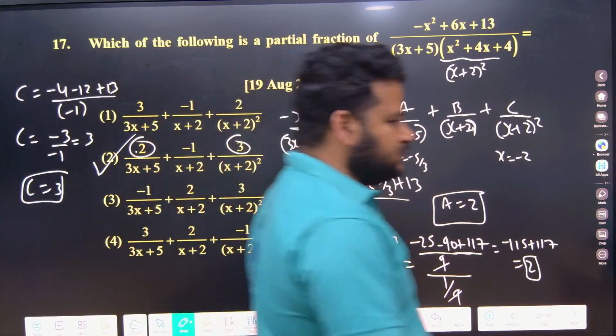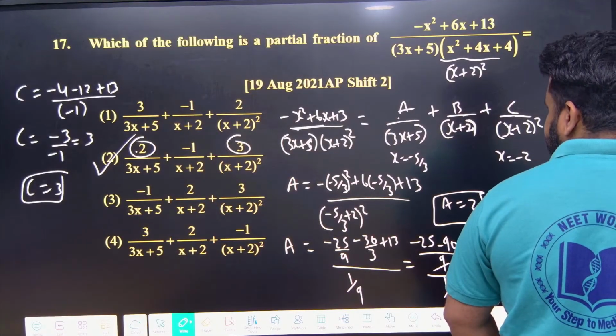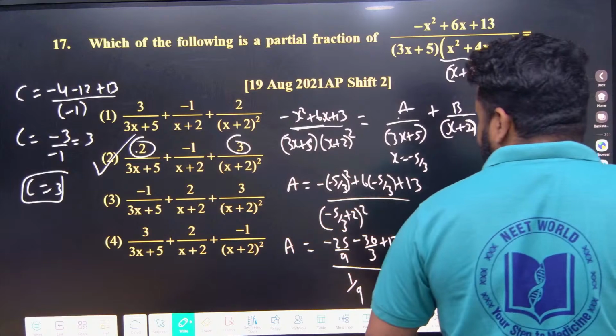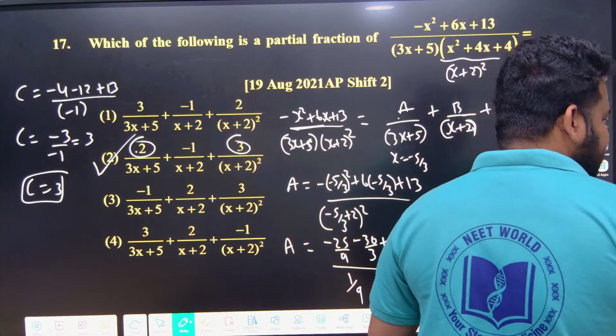Clear friends? This is how you can go for option 2. B is equal to 3, yeah? You don't even have to find out the value of B. A value we will get, C value we will get.